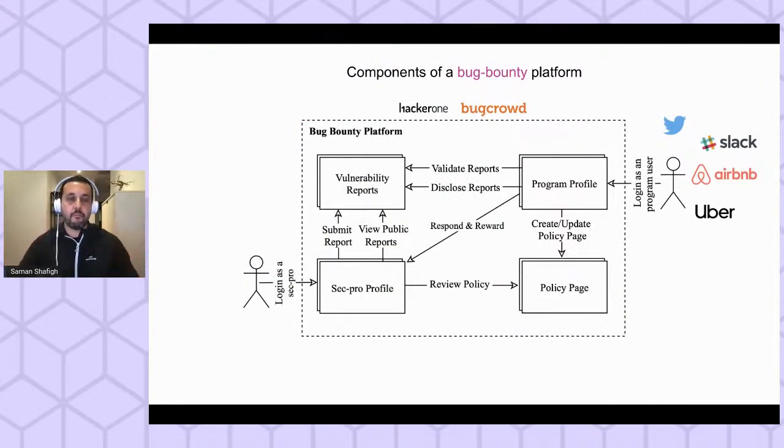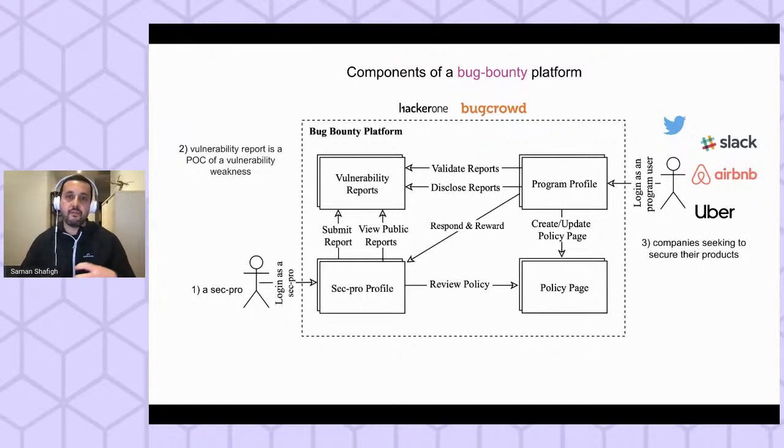These platforms consist of 4 main components. From a very high level, security professionals create a profile, submit reports, view other public reports, and see the programs and their policy pages. The second is the vulnerability reports, which are a proof of concept of a vulnerability weakness. Then the companies use these platforms to create their programs and policy pages, receive reports from the security professionals, review the reports, and give a reward if the report is valid.